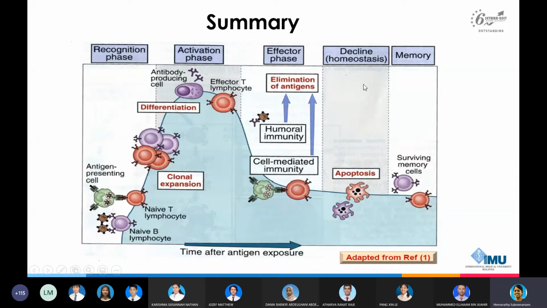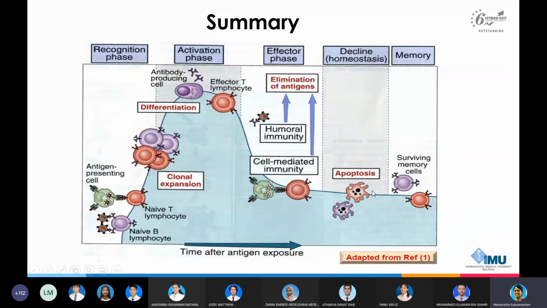And this is the part where I mentioned to you, once the job is done, the particular immune cells have to be eliminated. That is the decline phase or homeostasis. It's supposed to provide the balance. We do not want the activated immune cells to keep on surveying the system after elimination of the antigens. So they have to undergo apoptosis.